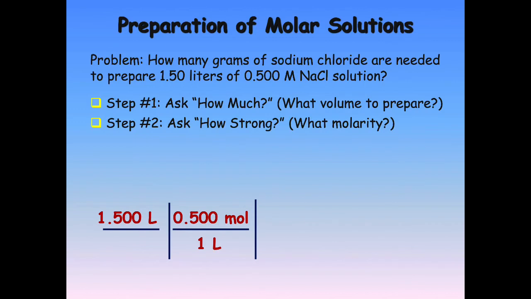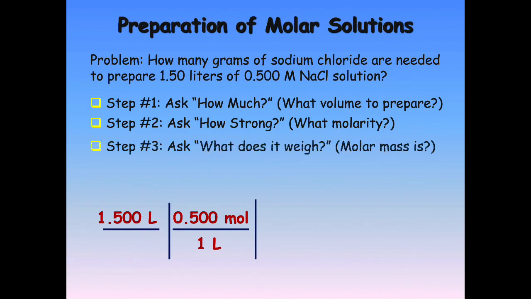And then we need to look at what it weighs, the molar mass. What's the molar mass? So the molar mass of sodium chloride is 58.44 grams. And so if we cancel out our units, we're left with grams only, and we'll see that we need 43.8 grams to make this solution.